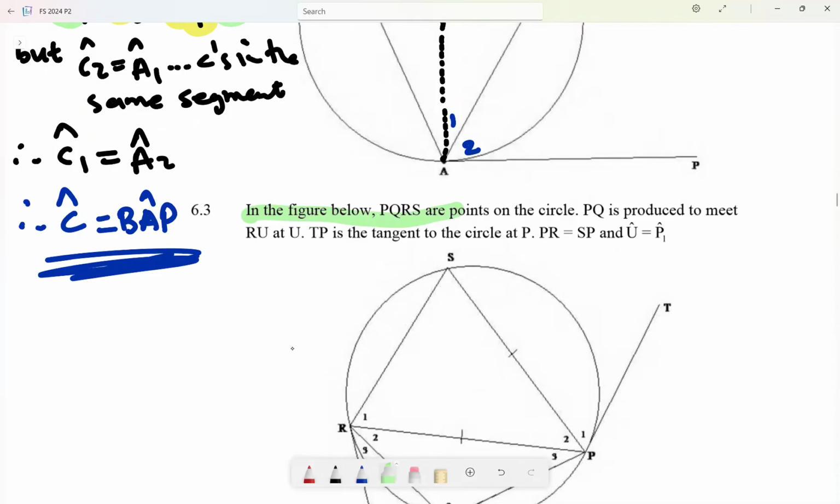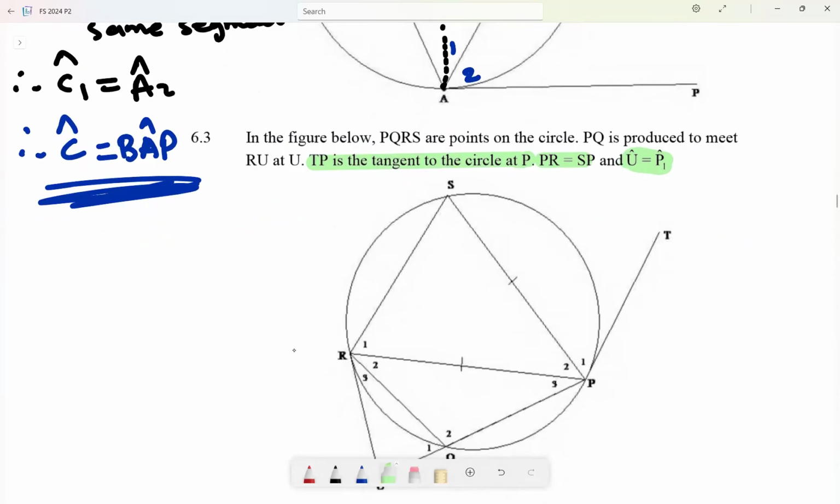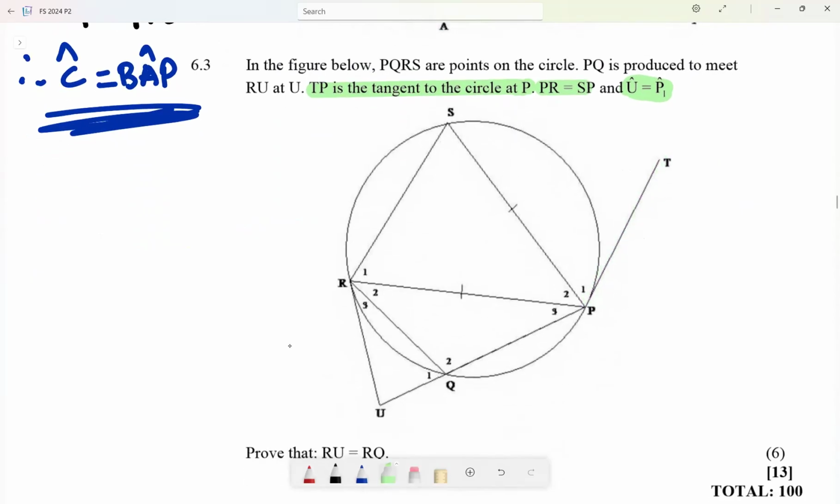In the figure below, P, Q, R, S are points on the circle. PQ is produced such that TP is a tangent to the circle. This one is not important. This one is important. This one is also important. Can you see? I'm told that this is a tangent, TP, good. Then I'm also told that PR is equal to SP. They have shown me that.